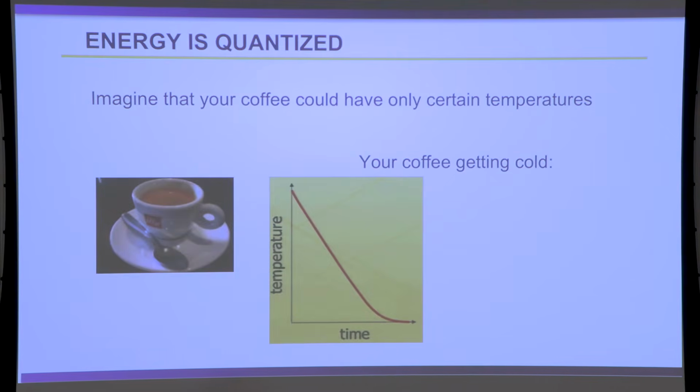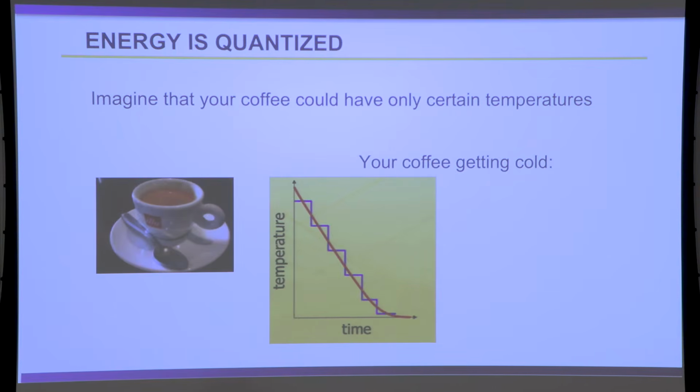Imagine that you leave a cup of coffee on the table, and now you're looking over time at how the temperature goes down. Usually what you would expect is something that looks like this: over time, it goes to the equilibrium of the temperature in the room. Your coffee is getting cold. But imagine now that only certain temperatures are possible. What's happening in reality is something that looks like this, the blue one, the staircase.